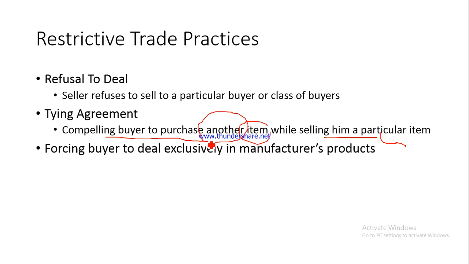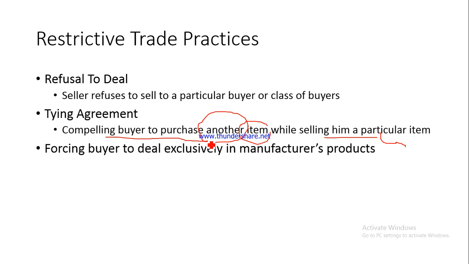Let's talk about the third kind of restrictive trade practice, forcing buyers to deal exclusively in the manufacturer's products. So if you as a manufacturer, a firm, force the buyers to deal exclusively in the manufacturer's products, what do we mean by this? Basically this means that the manufacturer is telling the buyer that you should not deal in products of any other firm. You should be dealing in my products only. That is what is meant by exclusively. So in a way, the manufacturer is compelling the buyer not to have any dealings with any other firm and just to deal in products which are being produced by the manufacturer.